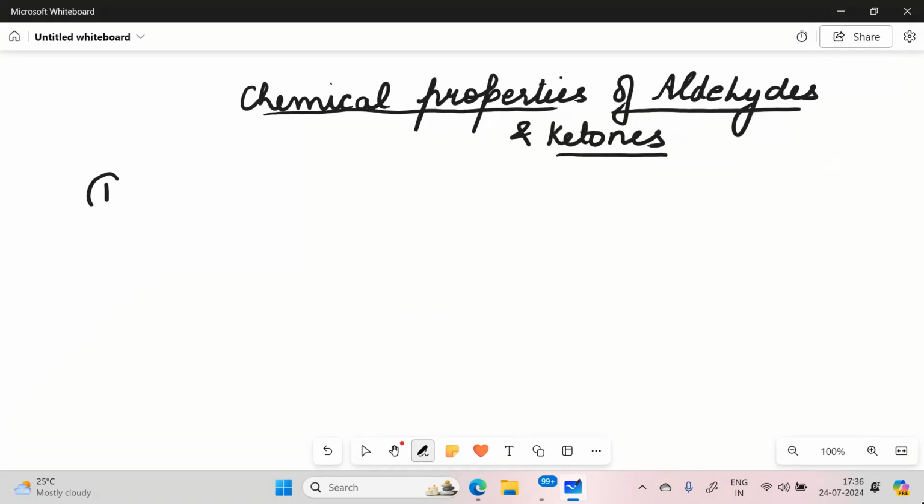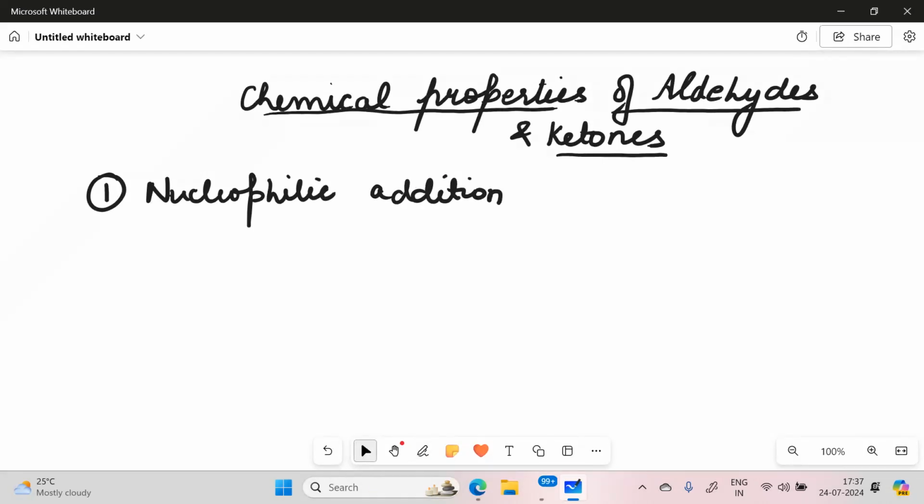Okay, so the first property which we have started, nucleophilic addition reaction. In that we have discussed why aldehydes are more reactive than ketones towards nucleophilic addition reactions. And second, we have done why aromatic aldehydes are less reactive than aliphatic aldehydes. Now we will start with the reactions part.